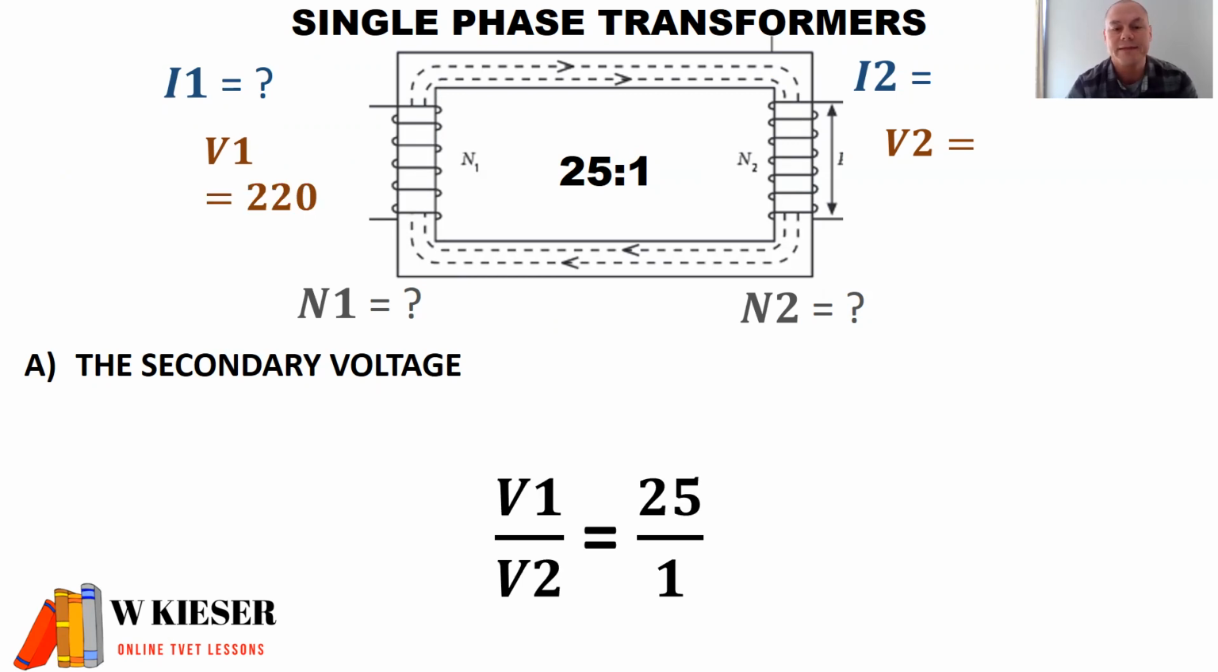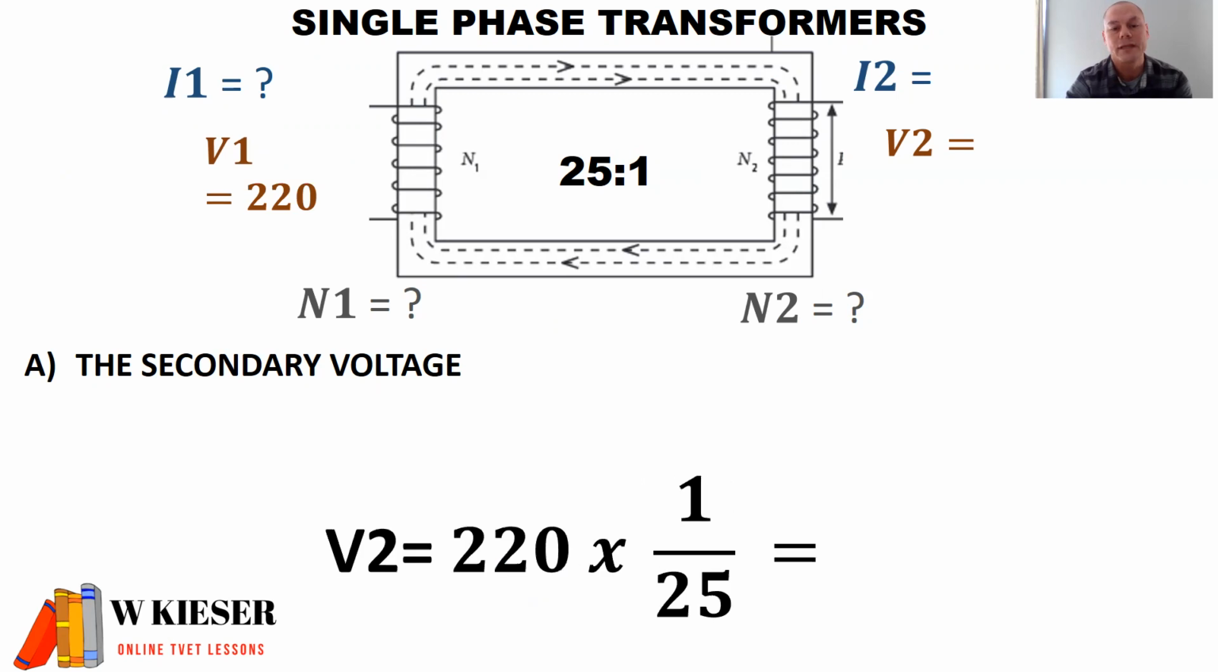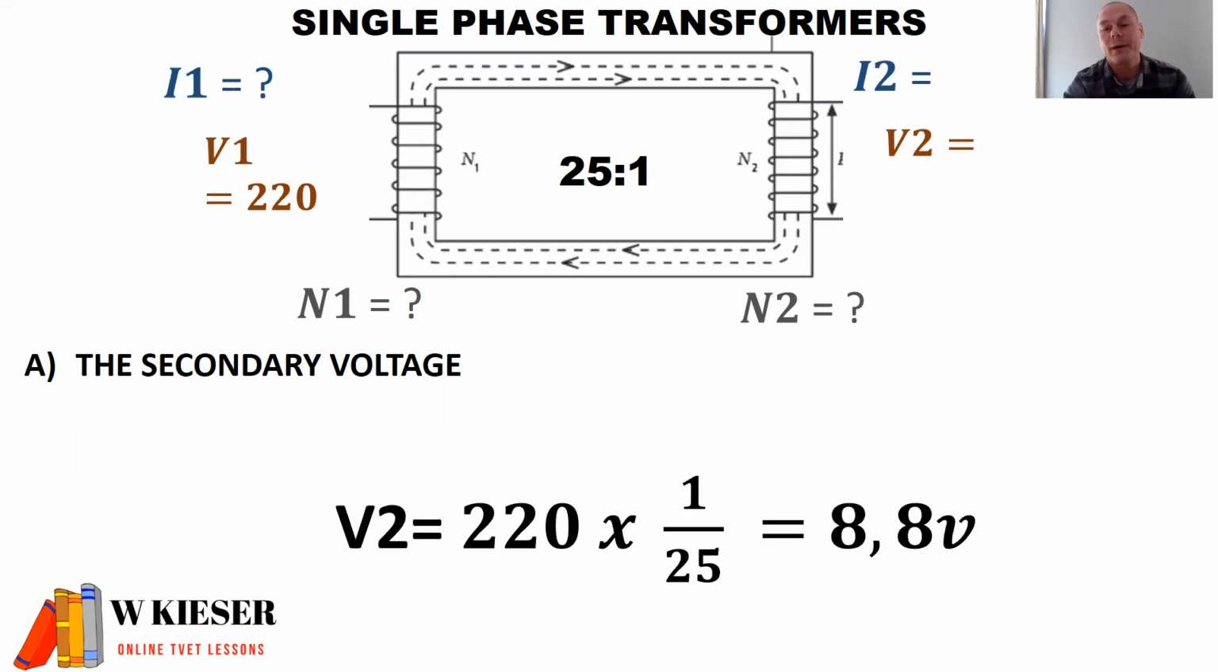V1 over V2 is equal to 25/1. V1 is equal to 220 volts. So therefore, V2 is unknown. It is below the line. So therefore, we're going to swap. So V2 is equal to 220 times 1/25, and we get 8.8 volts for the secondary voltage.